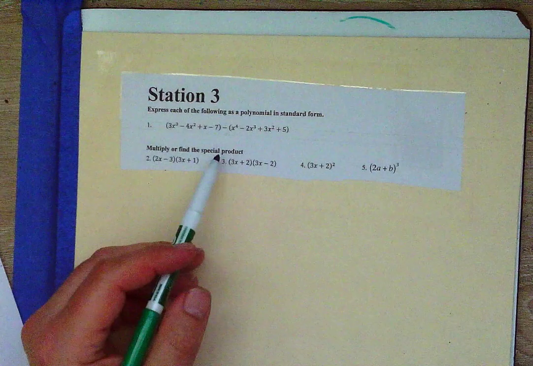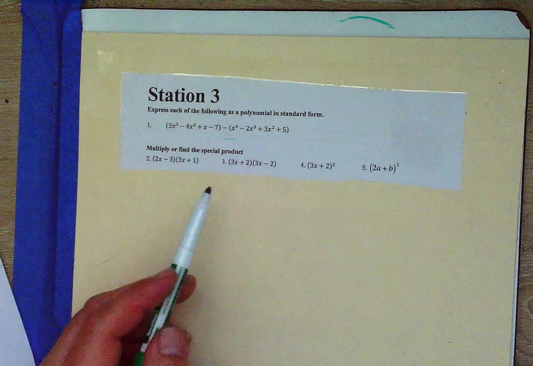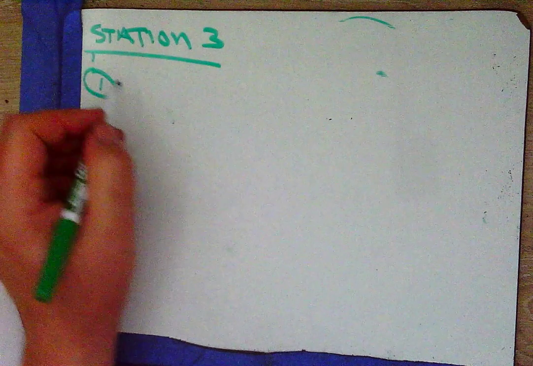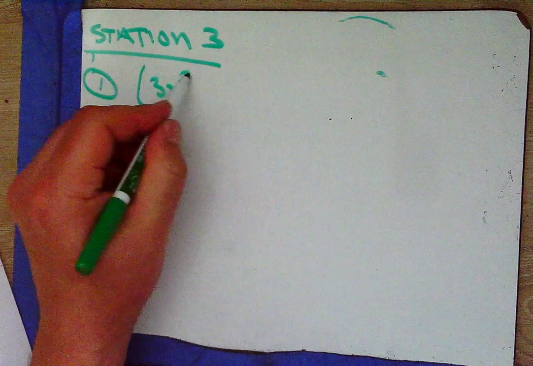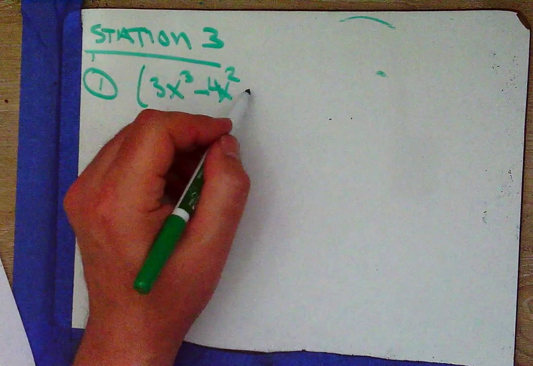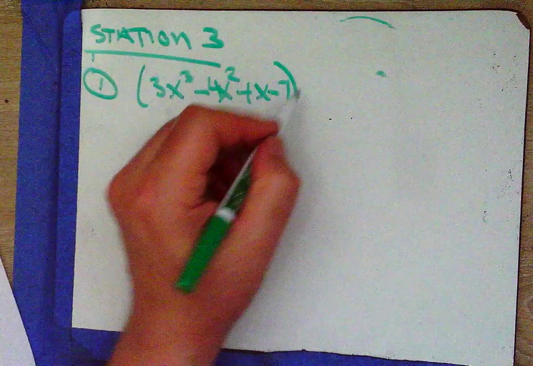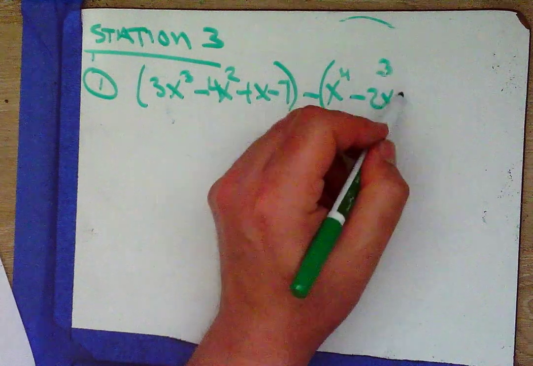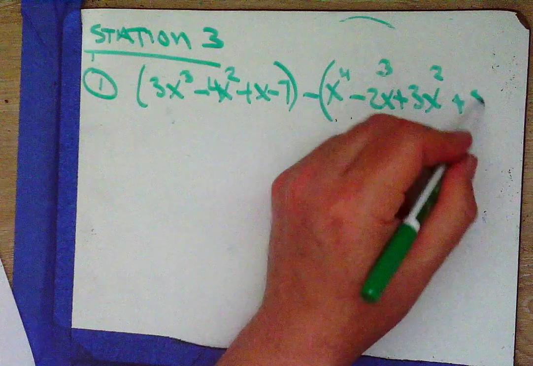So that was station 2. Let's take a look at station 3. Station 3 seems to be about polynomials. We're subtracting 2 polynomials, and then we've got a lot of multiplying of polynomials. Okay, let's see what this first one looks like. Station 3, and problem number 1 says 3x to the third minus 4x squared plus x minus 7, minus x to the fourth minus 2x to the third plus 3x squared plus 5.